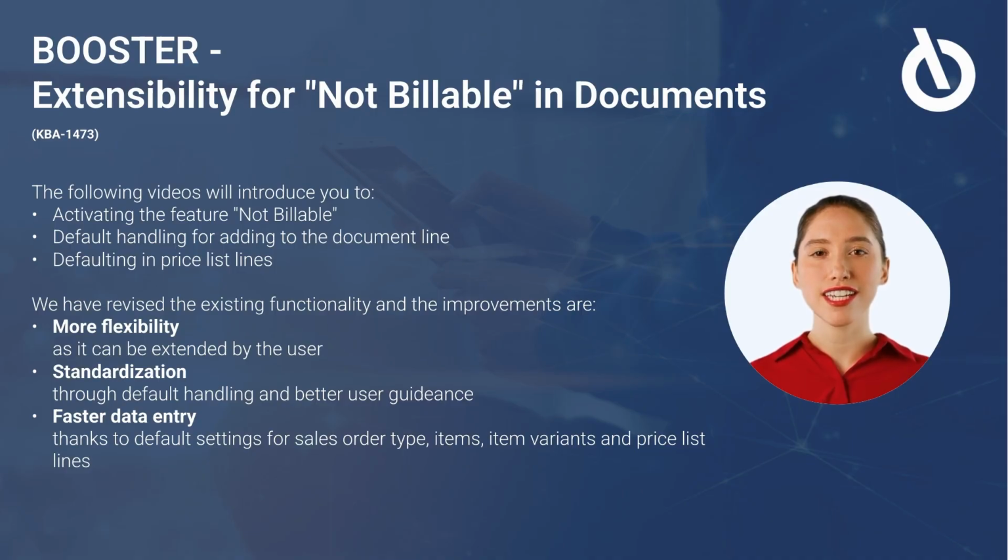In addition, the not billable option can be stored as a default for sales order type, items, item variants, and price list lines. This makes the functionality more flexible, the process can be standardized, and the input can be faster by default. The following videos will introduce you to the general activation and setup, the default handling for adding to document and price list lines. Let's jump directly into our Booster app to get a closer look.